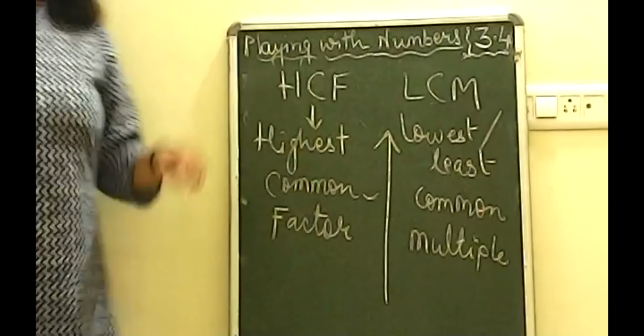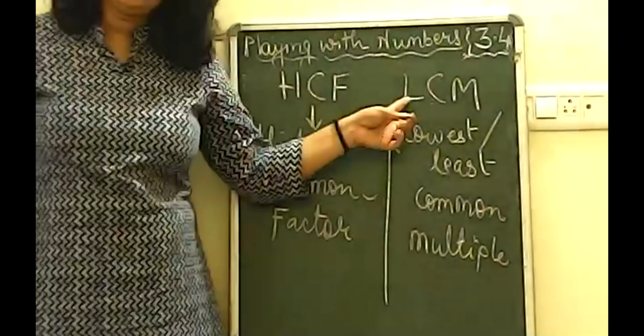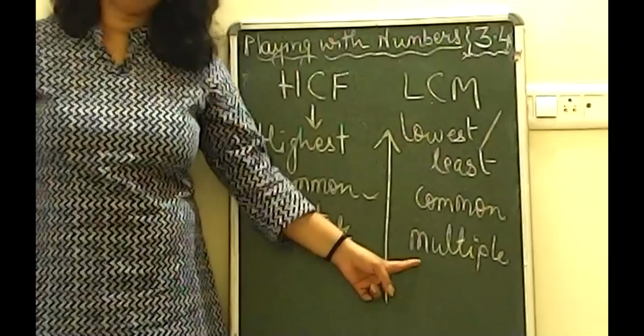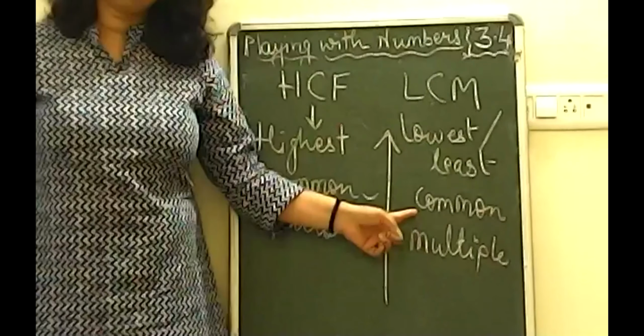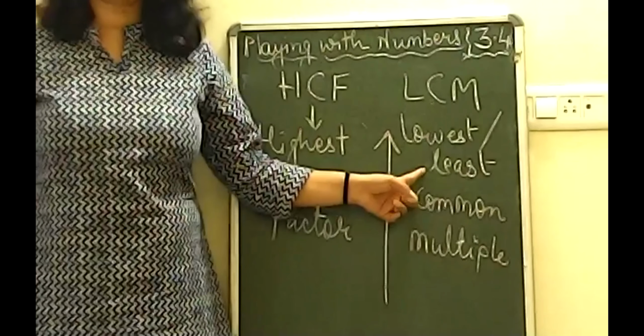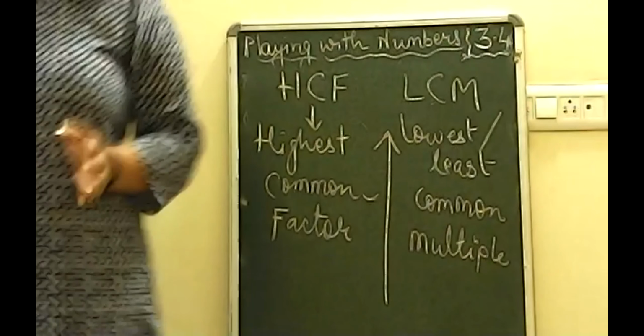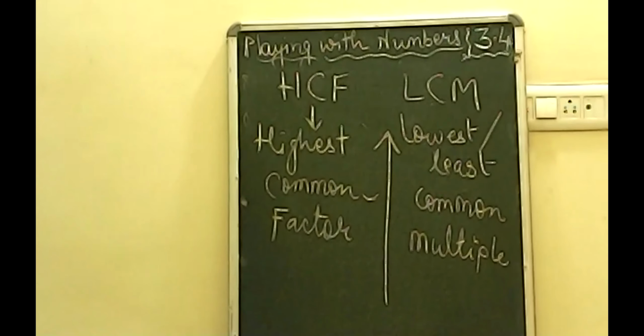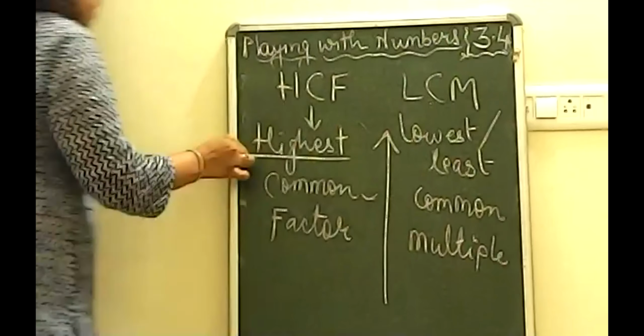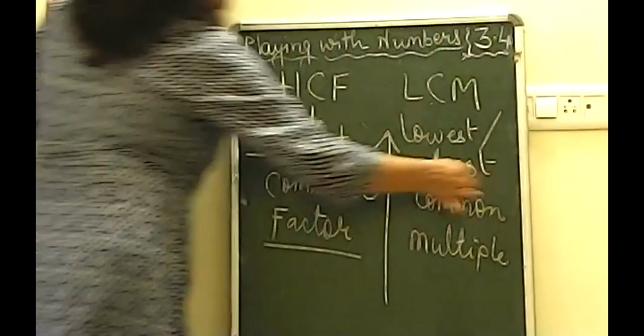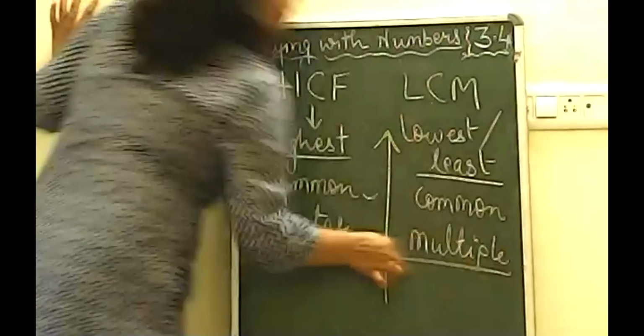In the same way, when we are finding out LCM, first we find out multiple, then we find out common, and then we find out least or lowest. Okay? Least और lowest का मतलब होता है बेटा सबसे कम, और highest का मतलब होता है सबसे ज्यादा. So there is a major difference in these two. What is the major difference? This is highest and this is factor. Here this is lowest and this is multiple.